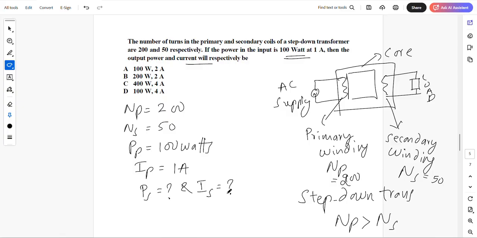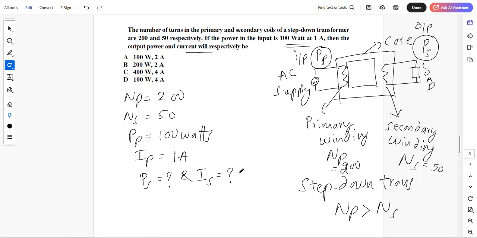What do you have to calculate? Output power, this is PS. Always PP is what? Input power. PS is what? Output power. Power across the primary is called input power, and this is called output power. You have to calculate PS and IS. Now they are not talking about efficiency here, so assume that the transformer is ideal.